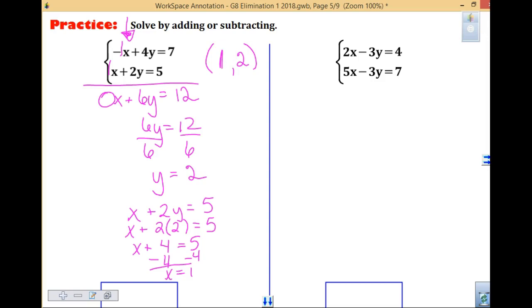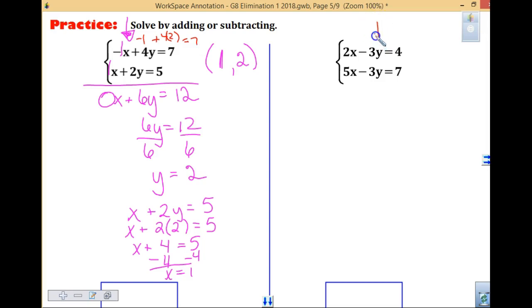And now I just do a really quick check, that was the second equation. So if I put in -1 plus 4 times 2, does it equal 7? -1 plus 8, it checks, right? So just even, I don't always have to write it down, but I want to mentally check.